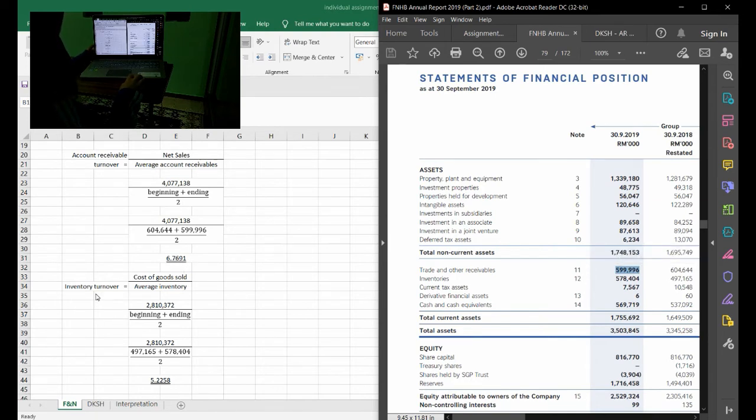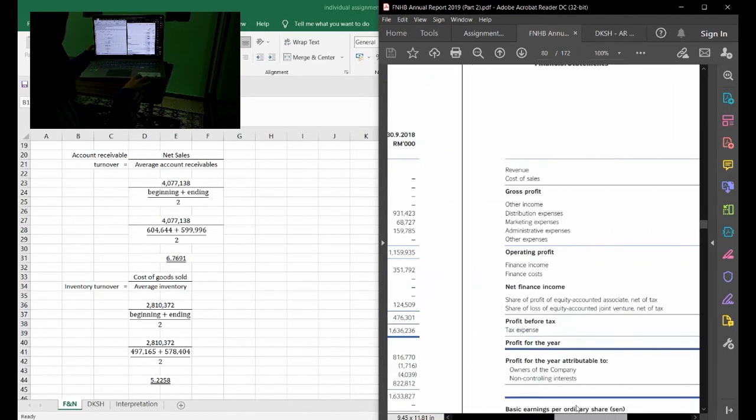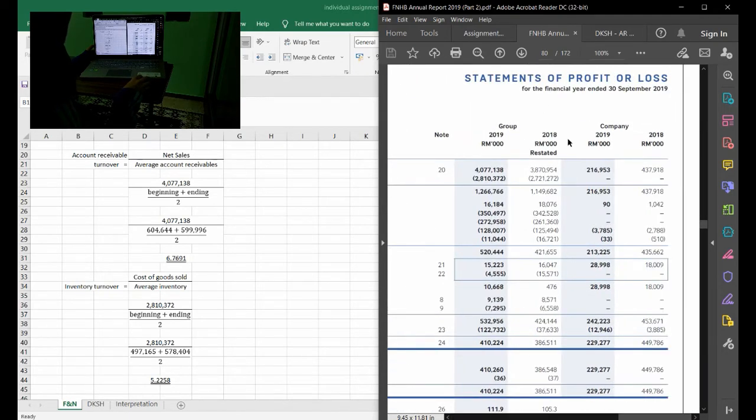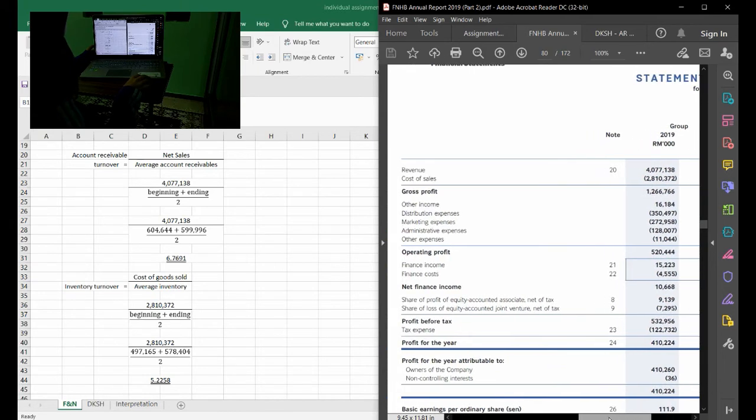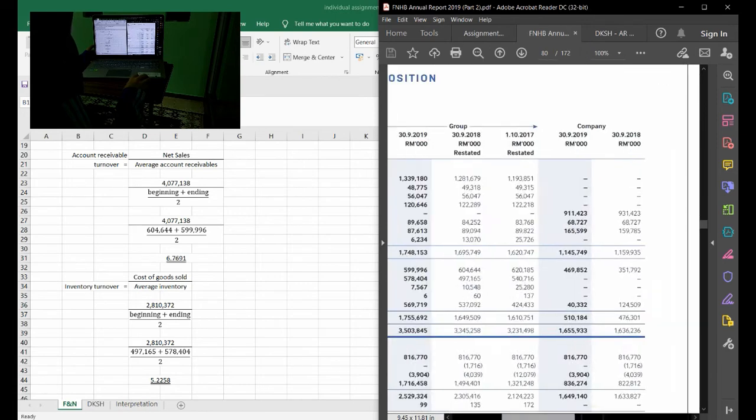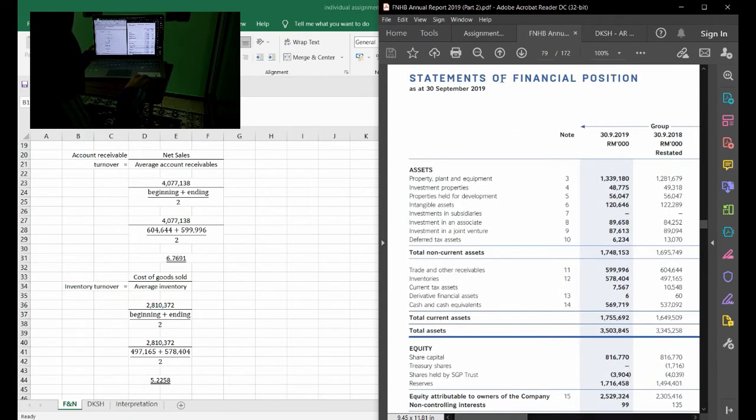Lastly will be the inventory turnover, where the formula is cost of goods sold divided by average inventory. Again, average inventory is where you take the beginning inventory plus ending inventory divided by 2. Cost of goods sold is from the statements of profit or loss, where it has the same meaning as cost of sales. So the figure would be 2,810,372.